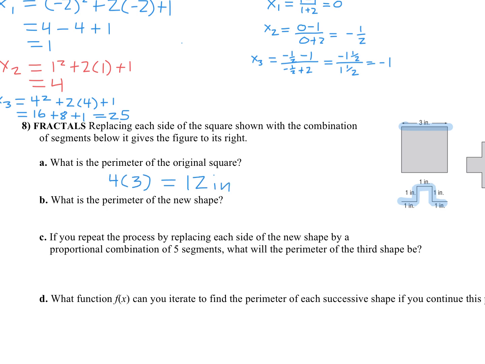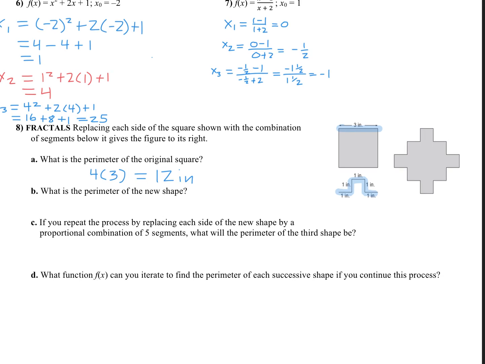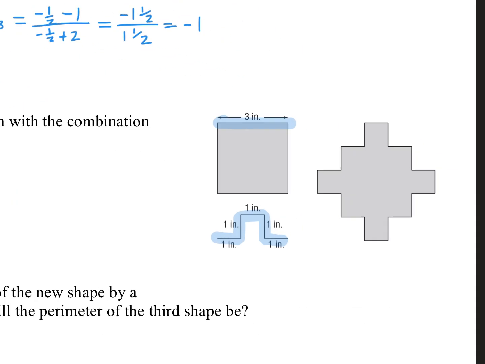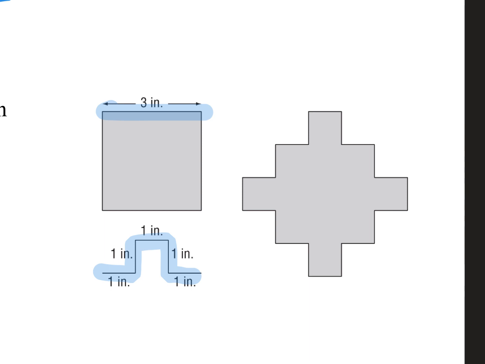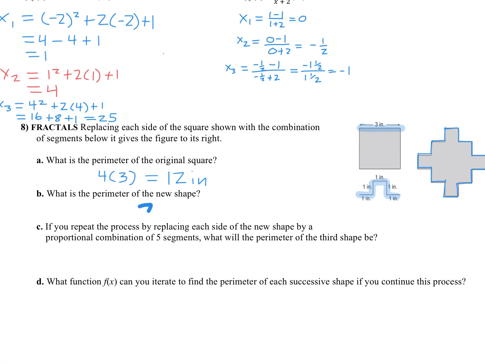All right, the perimeter of the new shape, so you could just count it. So I'm going to trace it. There's 1, 2, 3, 4, 5, 6, 7, 8, 9, 10, 11, 12, 13, 14, 15, 16, 17, 18, 19, 20. All right, so the perimeter of the new shape was 20 inches.